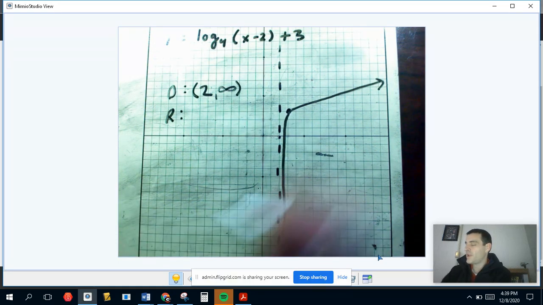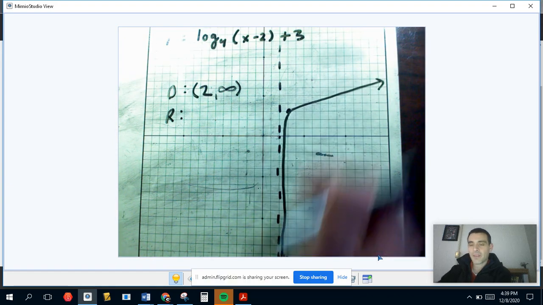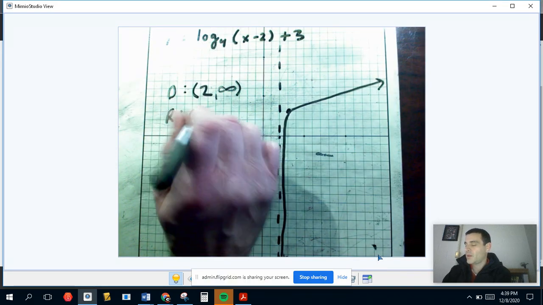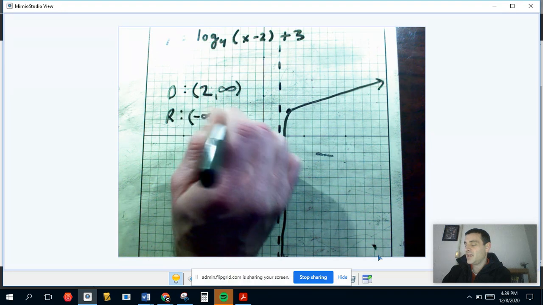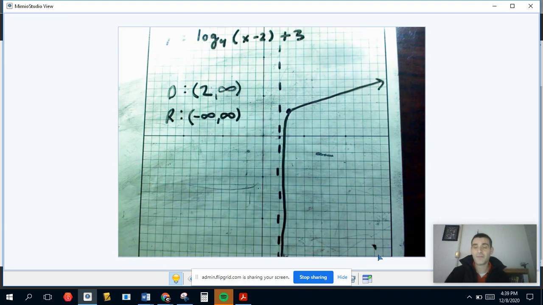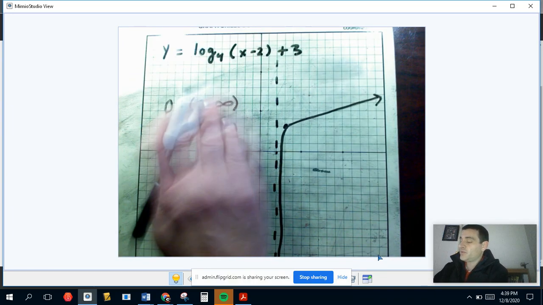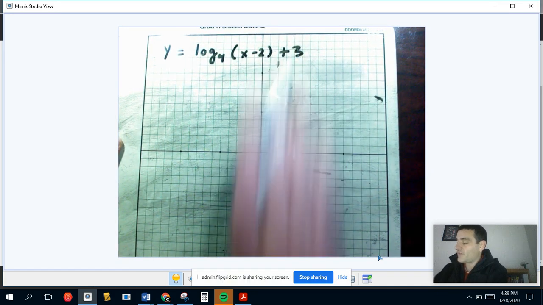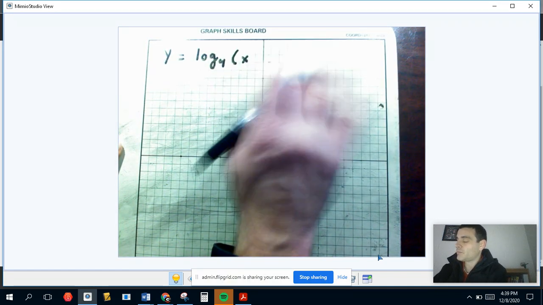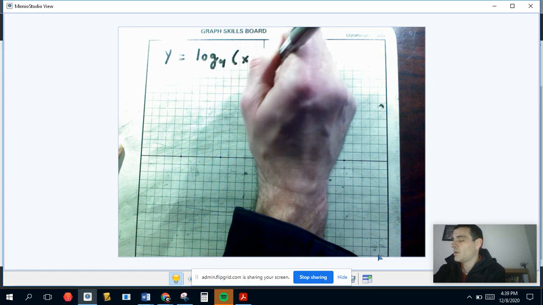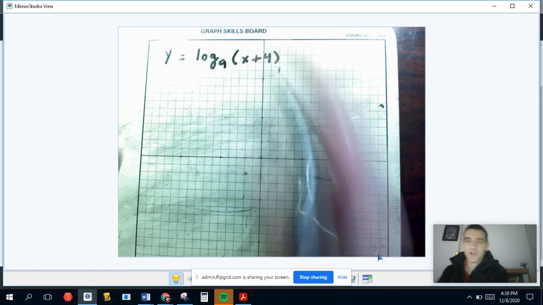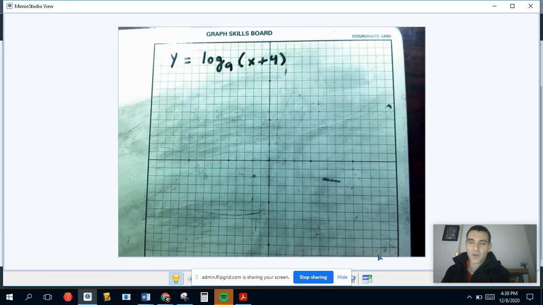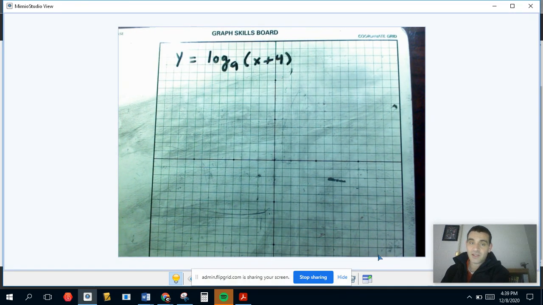Okay. Now your range is going to go down forever, up forever. So that's negative infinity to infinity. And as a matter of fact, every log graph will have a range of all real numbers, which is a very common range. So we'll look at one more of these. Again, very simple, keeping it simple here. I'm going to change the log base, though. Again, for a freehand sketch, it doesn't make much difference. So I'm going to ignore the 9.